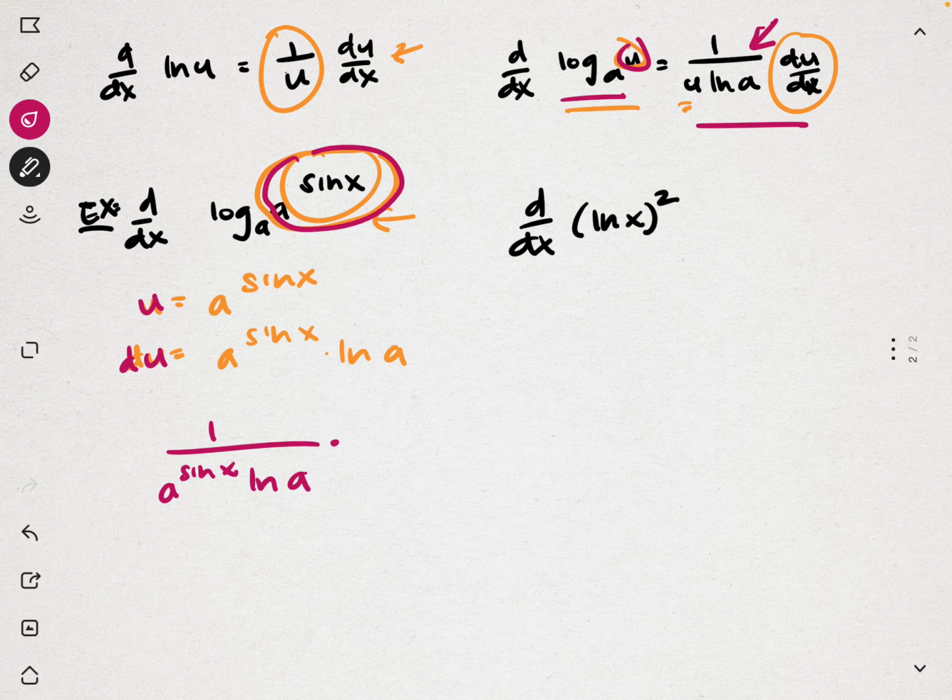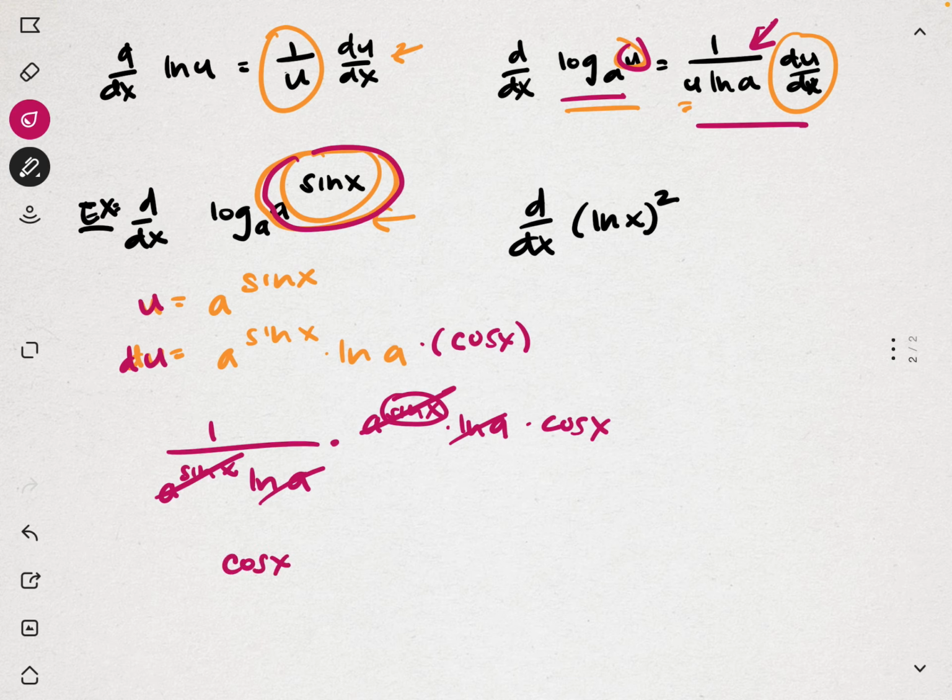Now let's do the chain, and the chain is times a to the sine x ln a, but we need to make sure that we do the chain of this inside part. So it would actually be times cosine x. There's our cosine x. Now look at the whole craziness of this. a to the sine x cancels, ln a cancels, so this whole thing is just going to be cosine x. Pretty crazy, right?